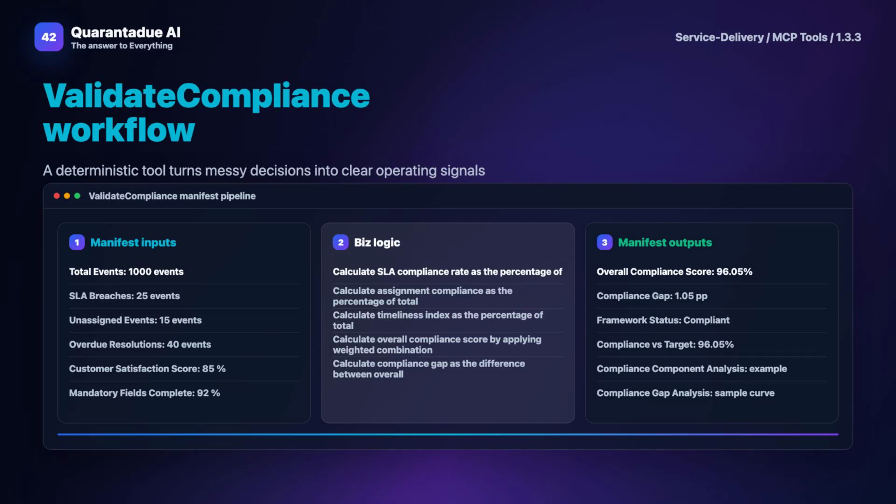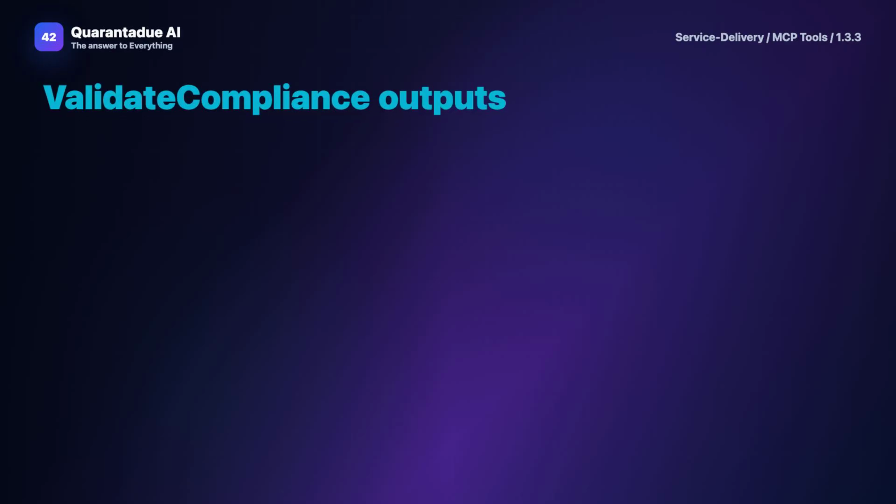Calculate overall compliance score by applying a weighted combination of SLA compliance, assignment compliance, timeliness index, mandatory field completion, and customer satisfaction, adjusted by criticality weight, and calculate compliance gap as the difference between overall compliance score and target SLA compliance in percentage points. This keeps the process deterministic, reviewable, and aligned with how service delivery teams actually make decisions.